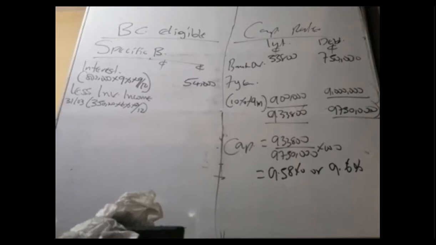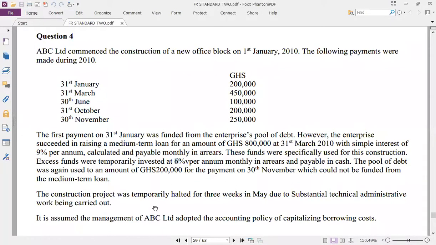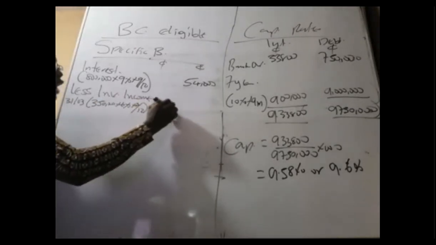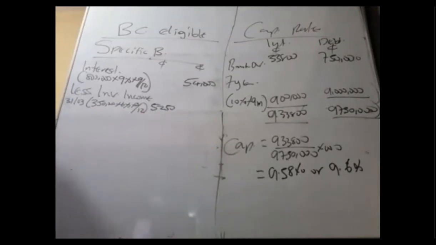Now why 6%? Because they can invest at 6%. We should take note of that. Now let's move on. So kindly furnish me with the answer. 350,000 times 0.06 divided by 4. That's 5,250. So let's write it here: 5,250.